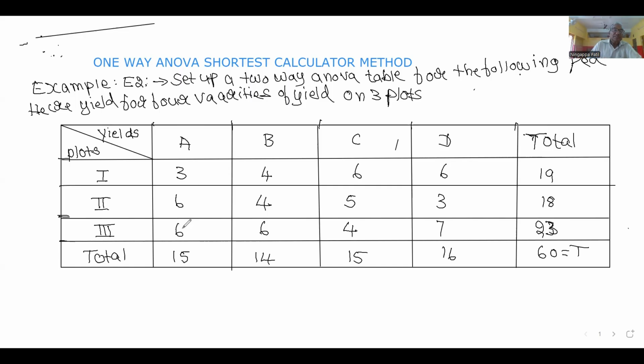3 plus 6 plus 6 is 15. 4 plus 4 plus 6 is 14. 6 plus 5 plus 4 is 15. And 6 plus 3 plus 7 is 16. And if we add these totals row wise and column wise, it is 60. Okay.